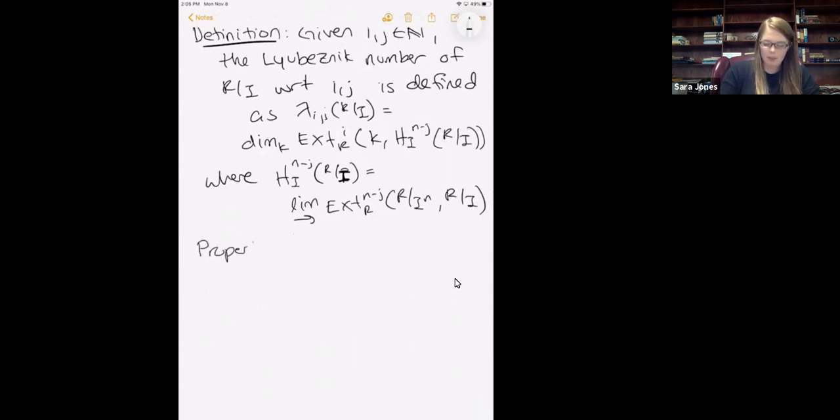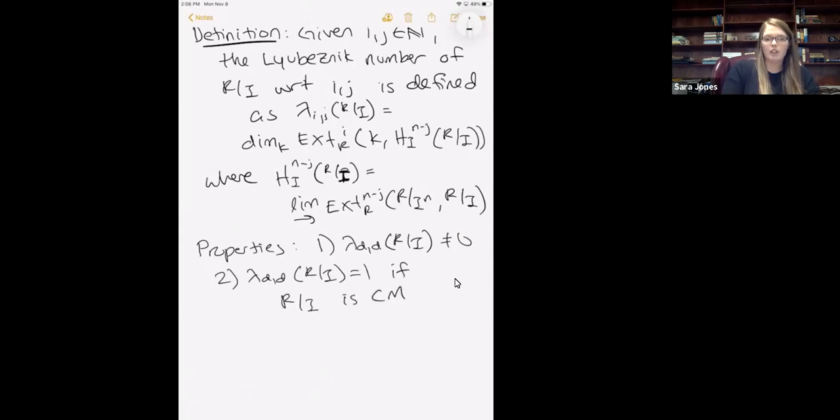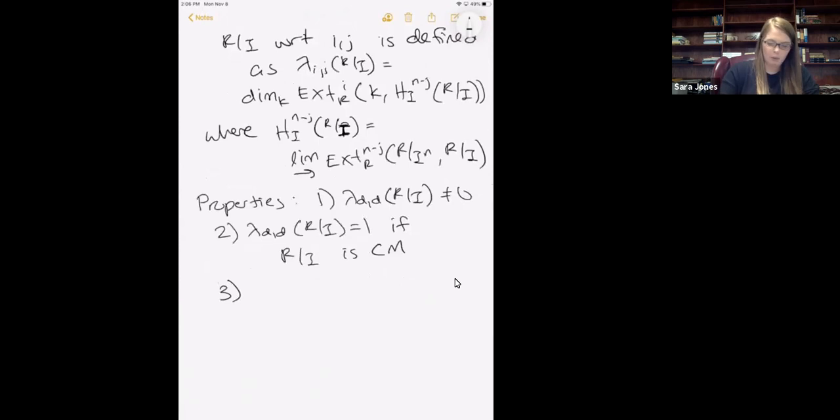Before I go into some examples, let's look at a few properties that are going to be useful. The first one is that lambda_{dd}, and remember that d is the dimension, is what we call the highest Lyubeznik number, and this is never zero. So that's our first property, always nontrivial. The second property is that the highest Lyubeznik number is 1 if R mod I is Cohen-Macaulay, or even just S2.